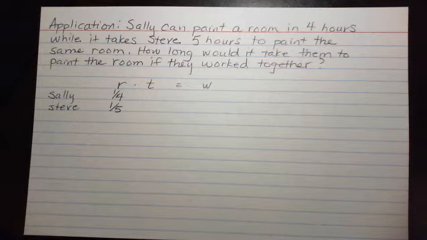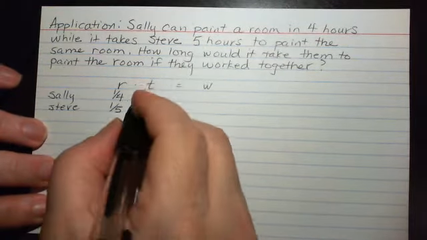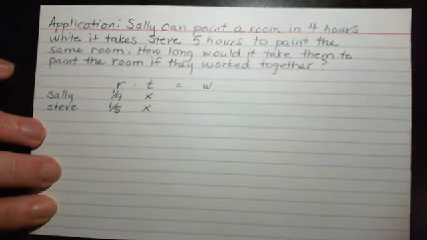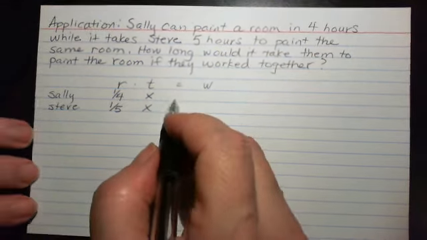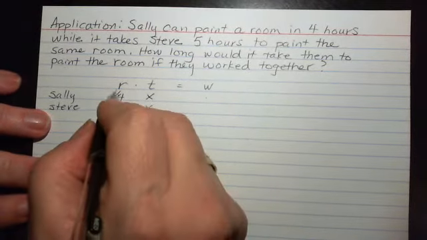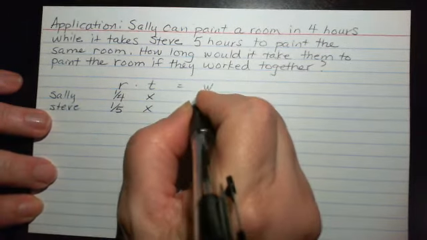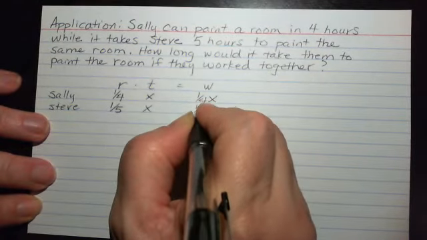Now the time we're looking for is the time it would take them to work together. So we know their individual times, but we don't know their times together. So we'll put an X there for their time together. We don't know what it is, but working together, they'd be working for the same time. Now we want to show the amount of work that they each do. So Sally, rate times time would be 1/4 X. Steve, rate times time would be 1/5 X.